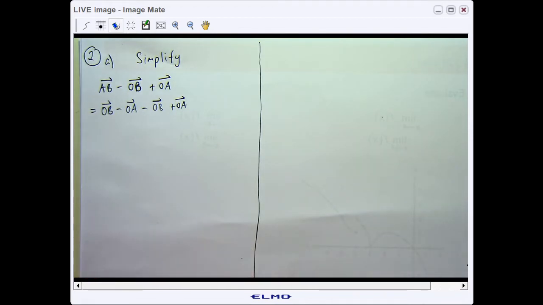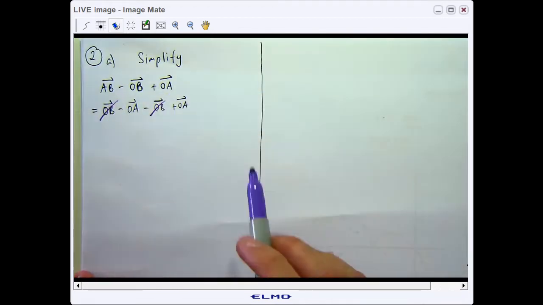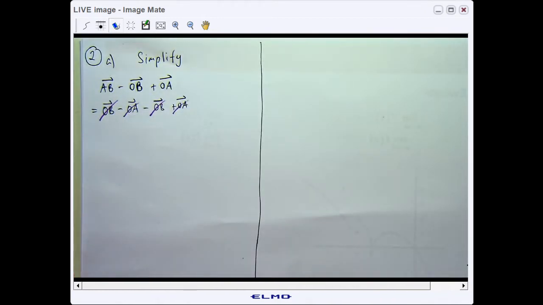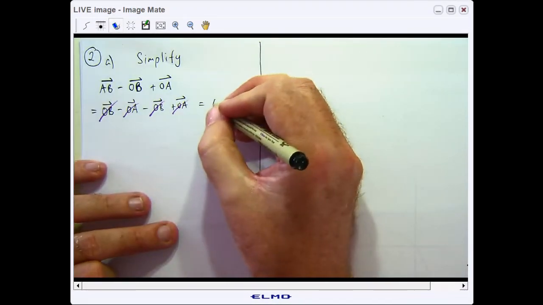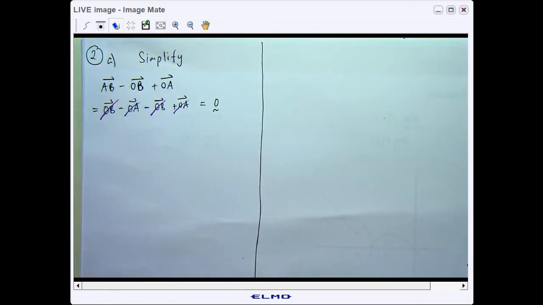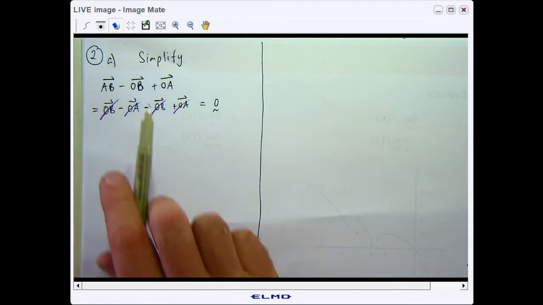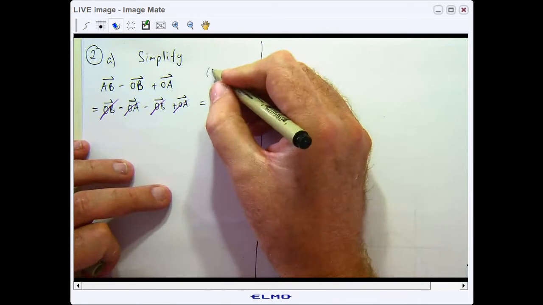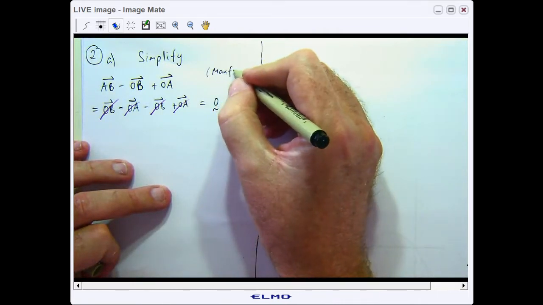OB minus OB cancels, and negative OA plus OA cancels. So what is the answer? Who can tell me in the chat? Right, Meng, it is the 0 vector. So I'll write that like this. Okay. Thank you, Yuan Hao. Now, another way to do this is the, let's call this the Manfred solution.